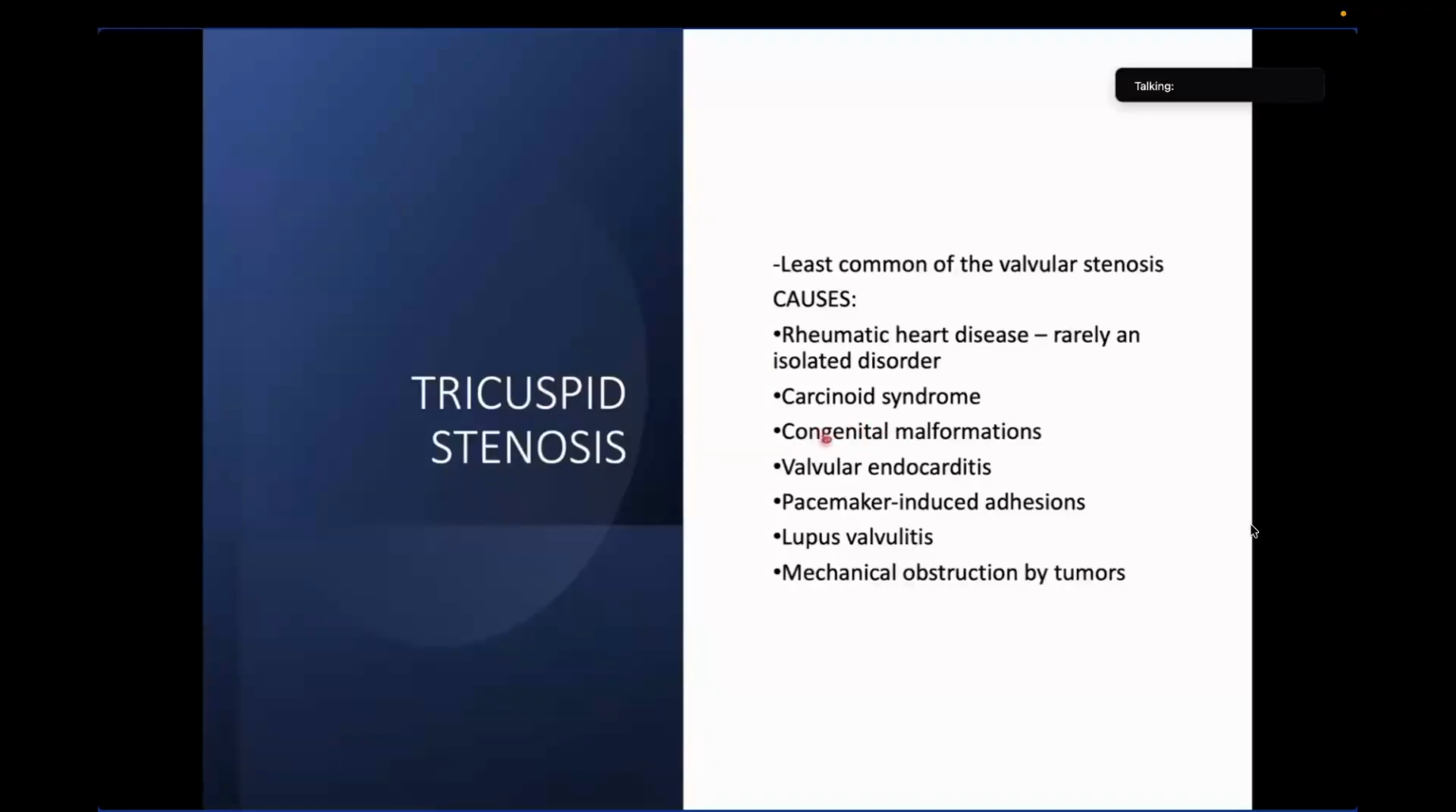No? So you might have congenital malformation, endocarditis, pacemaker-induced adhesions. If you put pacemakers in the right ventricle, nag-adhesion siya and you have stenosis along the lead line. Lupus valvulitis or mechanical obstruction by tumors such as myxoma.